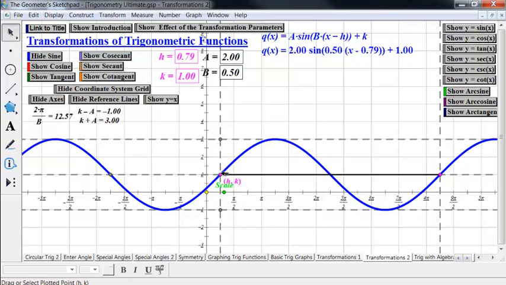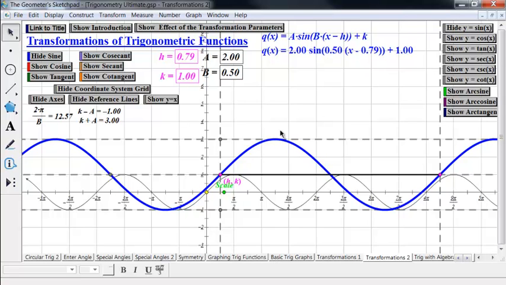But this period starts where the sine wave would normally start, at the center line, and then goes up. However, that center line has been shifted up by whatever k is, up 1 unit. So it's at y equals 1 rather than y equals 0. So now this maximum is going to occur, instead of normally, here's the regular sine wave, instead of normally here at pi over 2, 1, it's been moved all the way over here to 5 pi over 4, 3.